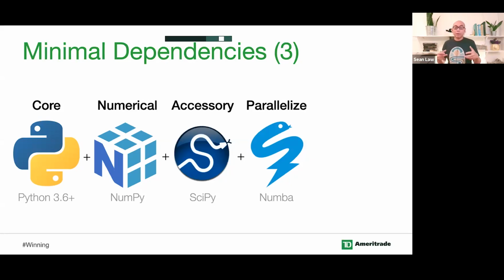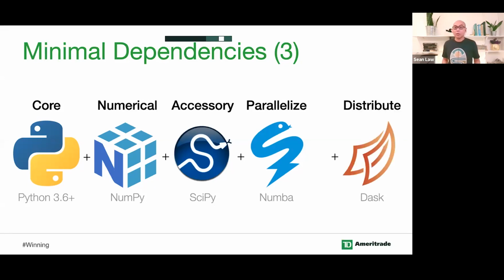Now, if you do have large amounts of data and you happen to have a Dask cluster available to you, Stumpy also plays well with Dask. Dask is not a hard dependency, but if you do have a Dask cluster, you can hand the Dask scheduler over to Stumpy, and it will handle everything for you very, very nicely. But again, Dask is a soft dependency, not a core dependency.